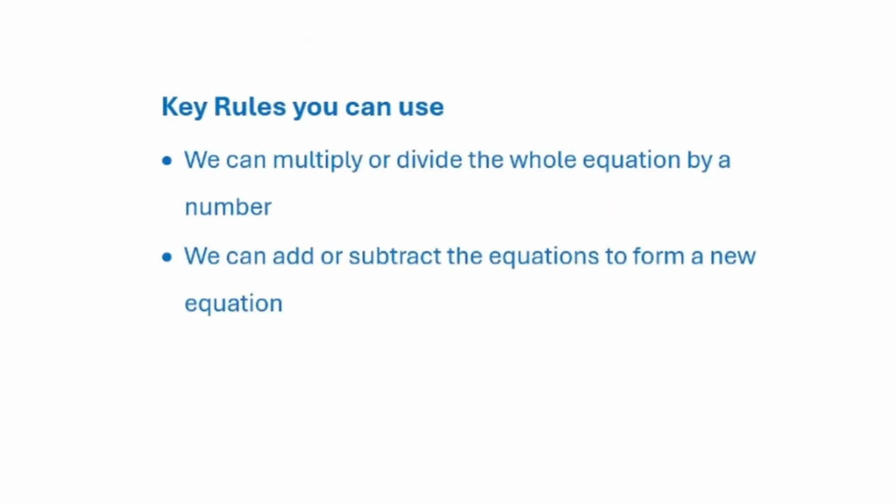There are two important rules to remember. Rule number 1. We can multiply or divide an entire equation by the same number. When we do that, we get an equivalent equation. It looks different, but it represents the same relationship. Rule number 2. We can add or subtract the two equations to create a new equation. This new equation helps us solve the system. These two rules are exactly what we use in the elimination method.